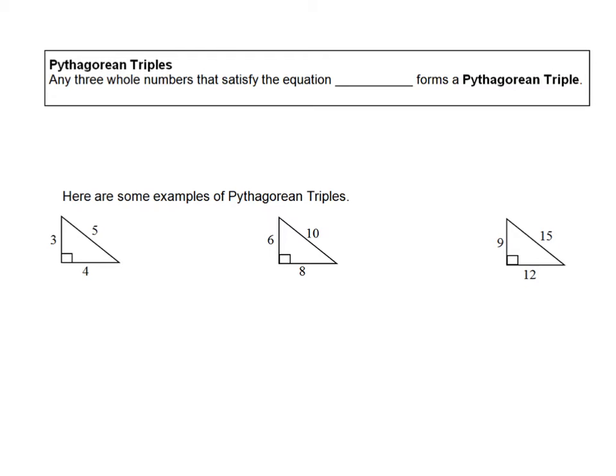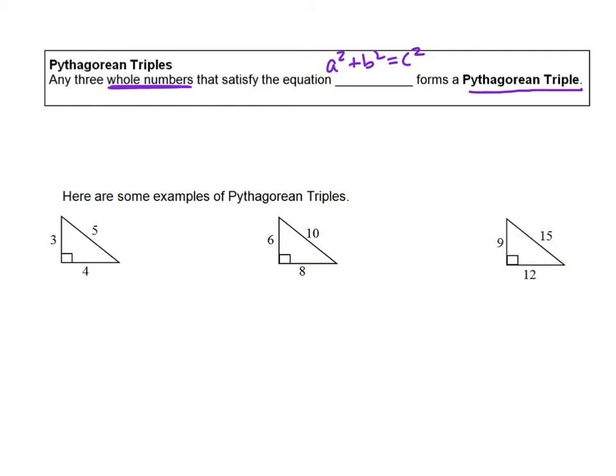So that leads us into something called a Pythagorean triple. Pythagorean triples are any three whole numbers that satisfy the equation a squared plus b squared equals c squared. So if all three sides are whole numbers and it works out in a squared plus b squared equals c squared, we call that a Pythagorean triple.